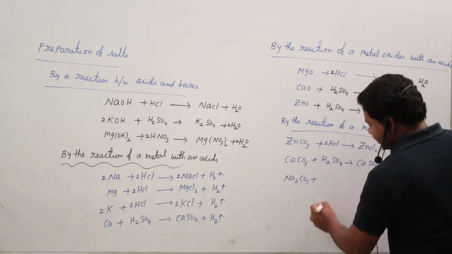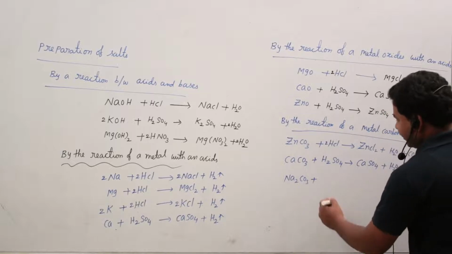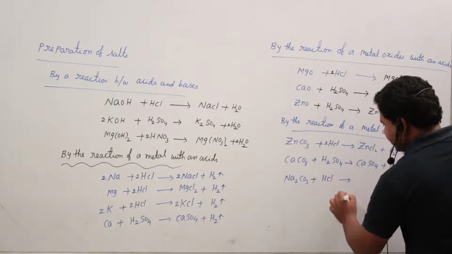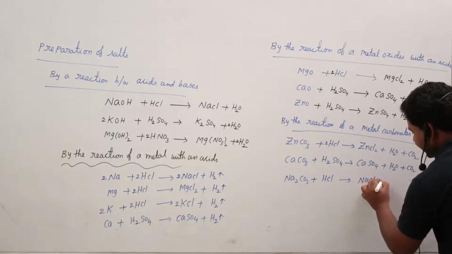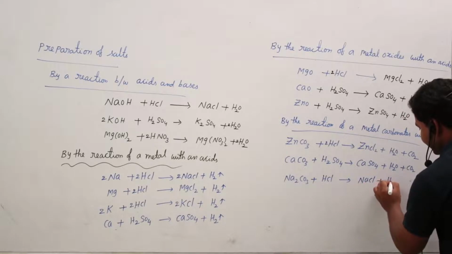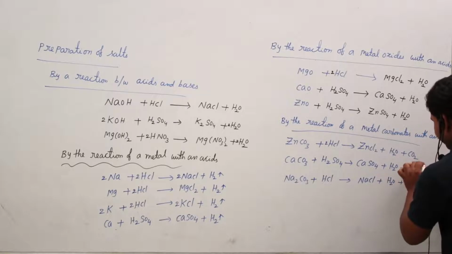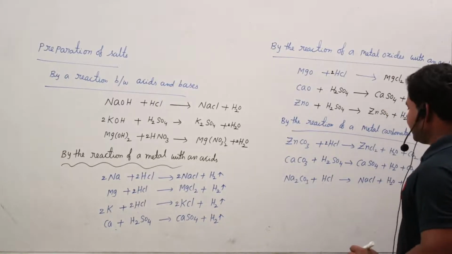Sodium carbonate is reacted with hydrochloric acid to form sodium chloride. Sodium chloride formula is NaCl, water, and carbon dioxide gas is evolved. Okay, how to balance this equation?